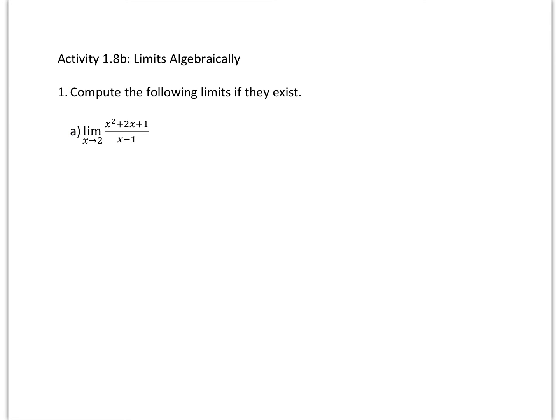This is your second activity for lesson 1.8. Please pause the video at this point, work on this activity, come back and watch the video if necessary.